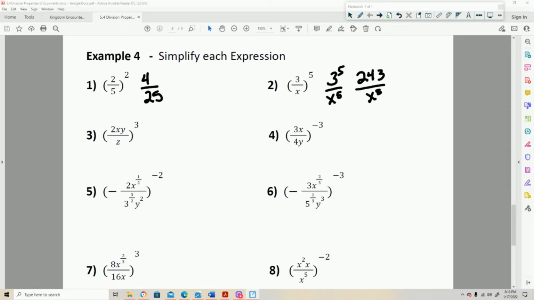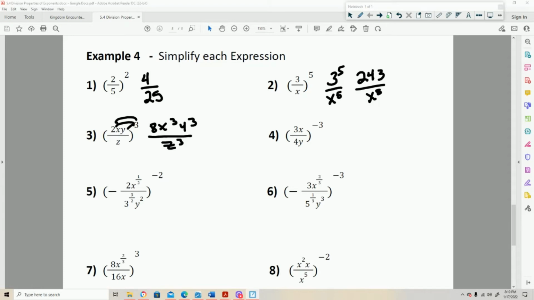That's a 5. Okay, here we're going to distribute the 3 inside on everything. So let me just show you what that looks like. That looks like 2 to the 3rd. Let me go ahead and just put what 2 to the 3rd is. That's going to be 2 times 2 is 4 times 2 is 8. Put it on the x, that's x to the 3rd. Put it on the y, that's y to the 3rd. And put it on the z, that is z to the 3rd. Okay, and that one's done. Pretty simple.